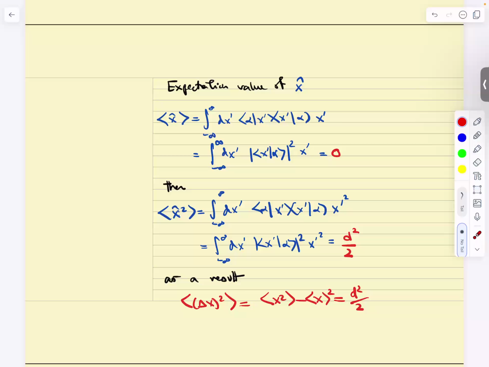This is x squared. Let's calculate x squared. It will give you basically the integration of x prime squared with the same Gaussian kernel. And that gives you d squared over 2. That's the meaning of that. That's why d characterizes the width of the distribution. All right, so now let's suggestively calculate the variance. You can tell where I'm going with this. That's x squared minus the x expectation value squared, which is d squared over 2. Good.